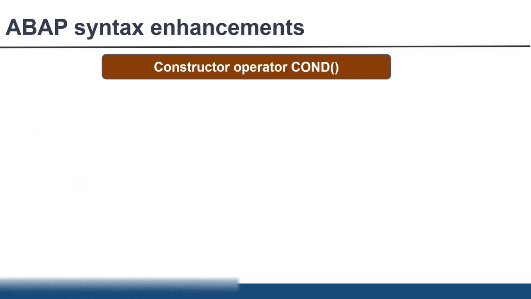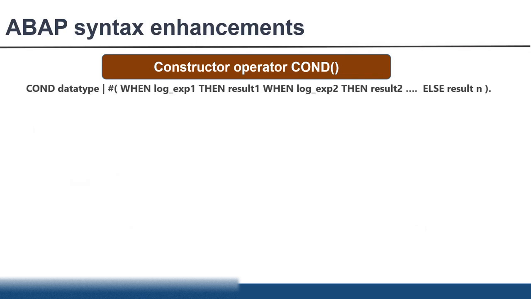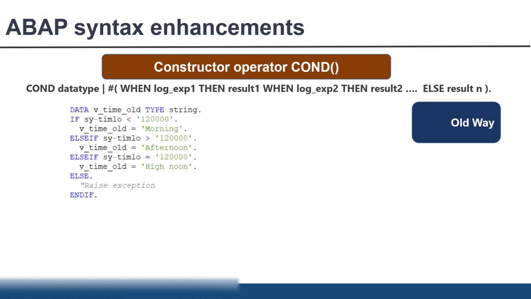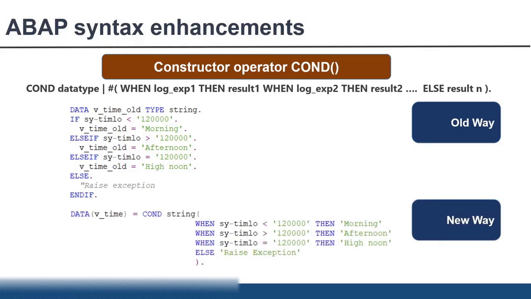Constructor operator: condition. A statement with a condition will construct a result of the specified type that depends upon the logical expressions given. For example, earlier you used to write conditions using an if-else statement. The same condition you can replace with the new conditional operator. Here that operator is used and inside the braces conditions are specified. Accordingly, the value will be passed to the variable vtime.